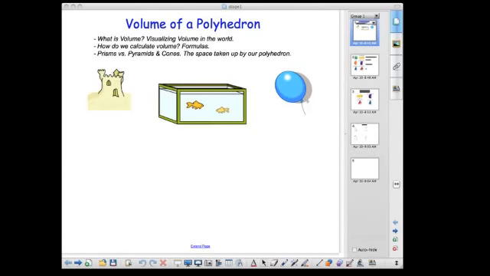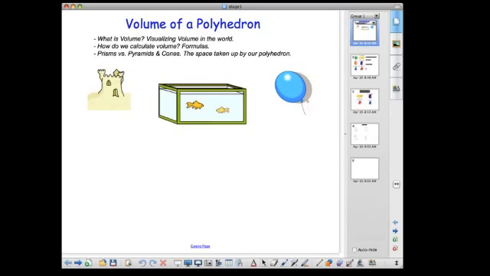Hi guys, so as I mentioned, we're going to look at volume of a polyhedron today. The couple main ideas we're going to talk about are what is volume, visualizing volume in the world, and how do we calculate volume, so you're going to get your formulas. We're going to do prisms versus pyramids and cones, and we're going to talk a little bit about the space taken up by a 3D shape. And that's really what volume is.